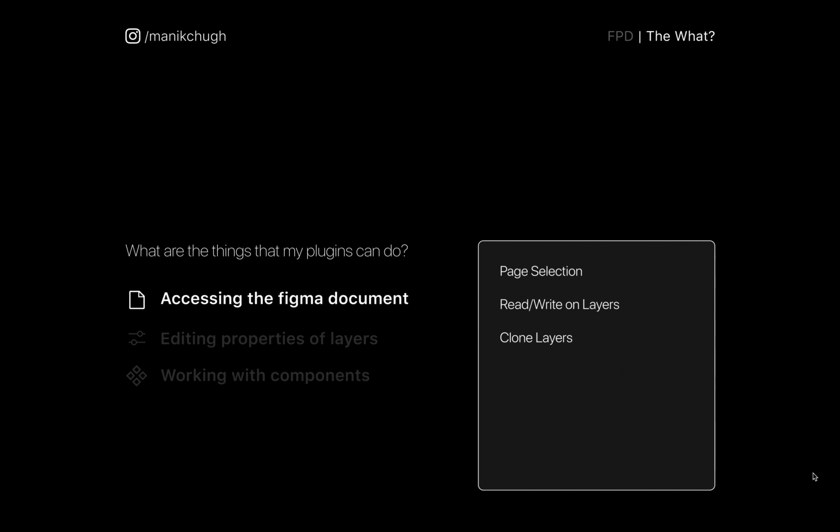Yes, with Figma plugin APIs, you can directly access the Figma document, the file which you're working with, and you can directly access the currently selected page, or you can read or write on top of the layers, and also you can duplicate those layers. For example, if you're building a plugin which is dealing with exporting icons of multiple sizes, you can simply duplicate those icons with multiple sizes and export with the clone layers property. So that is how Figma APIs can make your work easier.